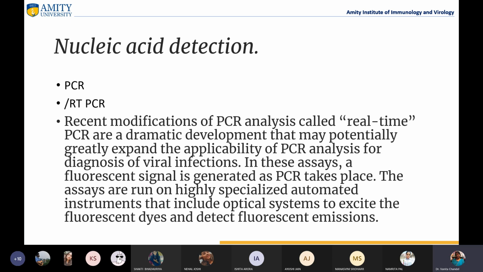Then nucleic acid detection, PCR or RT-PCR, is similar to what we discussed yesterday, in that we need to have primers specific for the virus for these kinds of detections. You isolate DNA or RNA depending upon the viruses which we are suspecting.